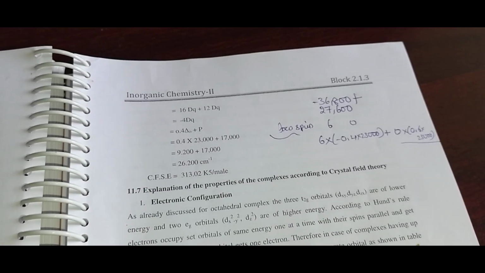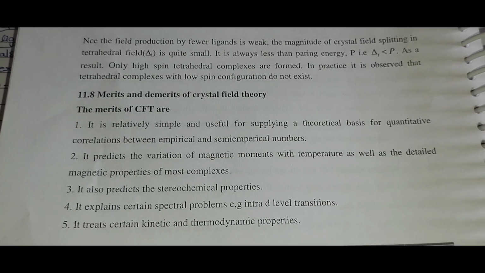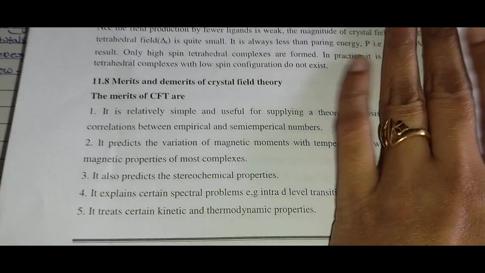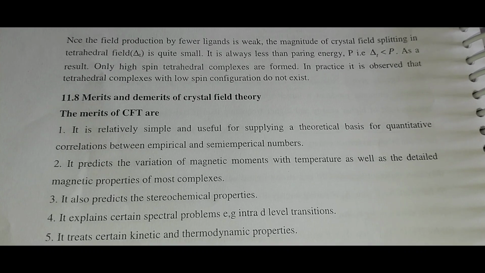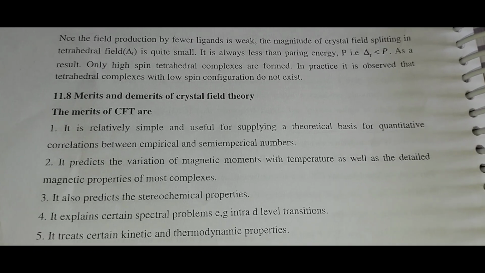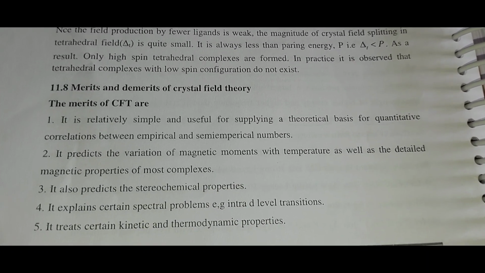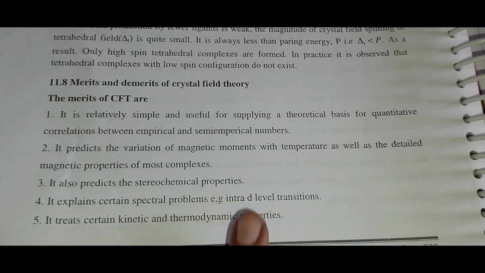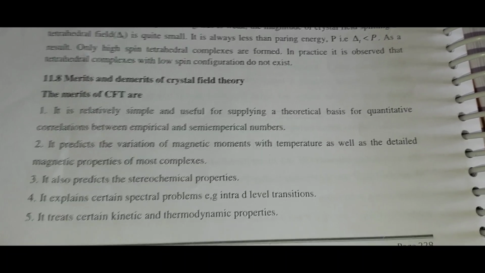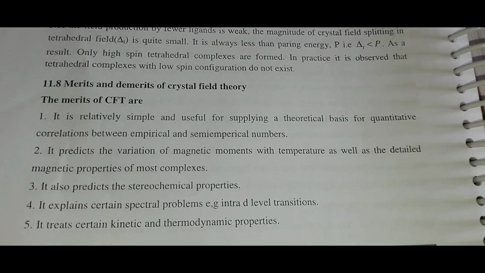Then this is about crystal field theory, and it has many merits and demerits. We can say that its merits are that it is very simple and applies as a theoretical basis for quantitative correlations, even for empirical and semi-empirical numbers also. We can predict the magnetic moments with temperature as well as the magnetic properties of some complexes. It also predicts the spectrochemical properties. It explains some spectral problems also, and it treats certain kinetic and thermodynamic properties. So these are the merits.